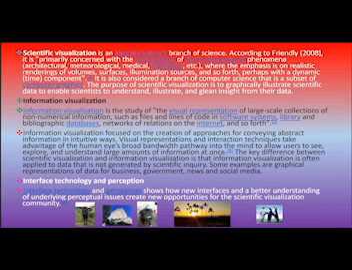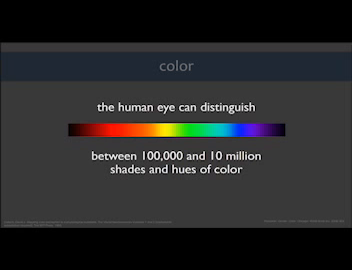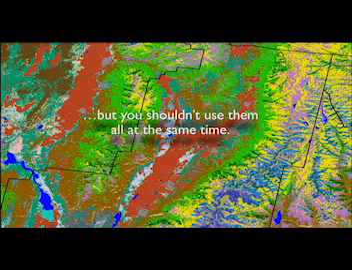So, while we're talking about color and use of color, let's dig in a little bit deeper. Depending on the source, the human eye can distinguish between 100,000 and 10 million different shades and hues of color. But thou shall not use them all at the same time, please. You also can't just go picking colors out of a hat and assigning them willy-nilly. There is a lot of biology, psychology, physics that goes into choosing the right colors and what colors mean. Whole disciplines of color theory, which we aren't going to go into. We're just going to scratch the surface here.